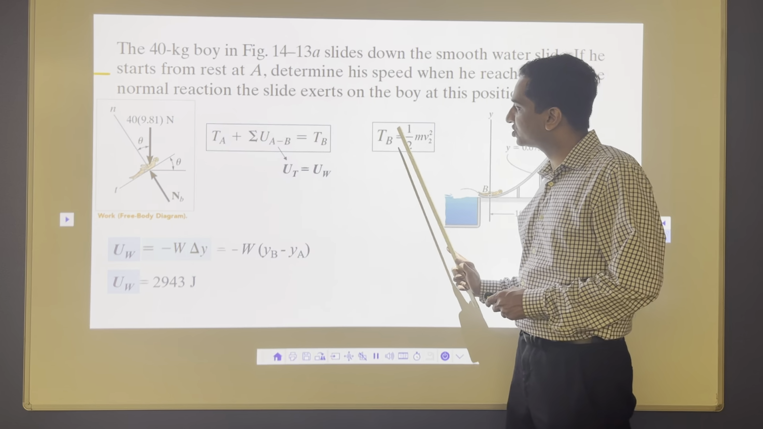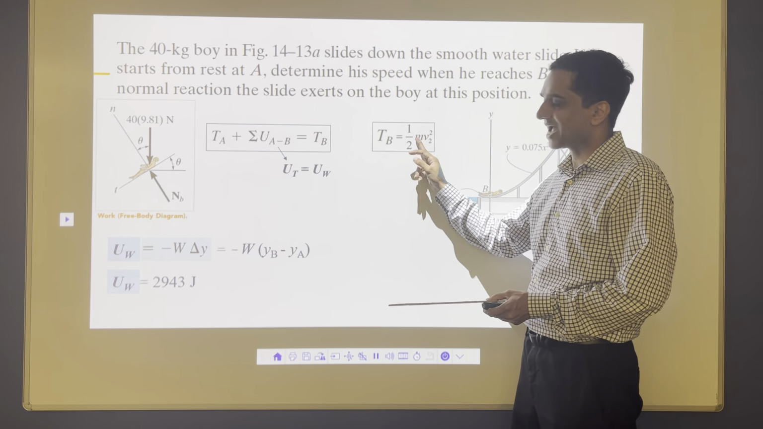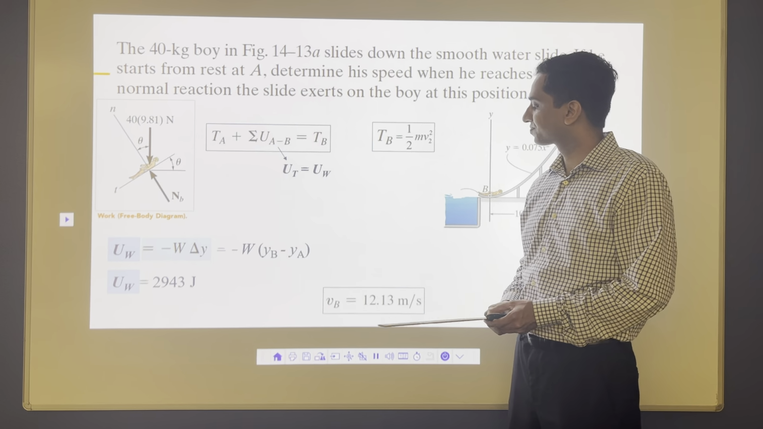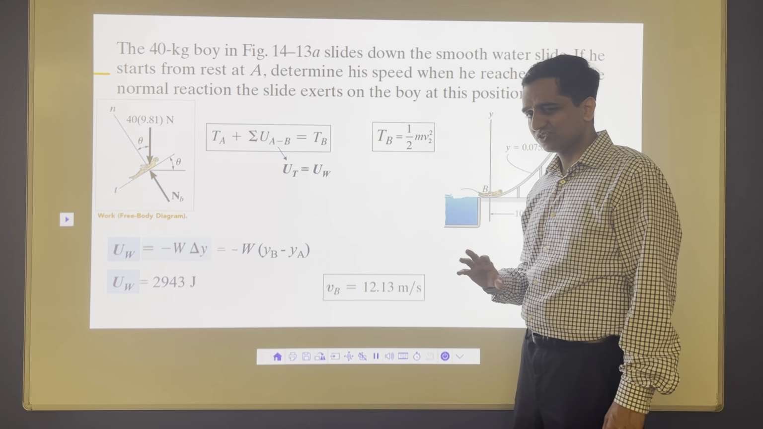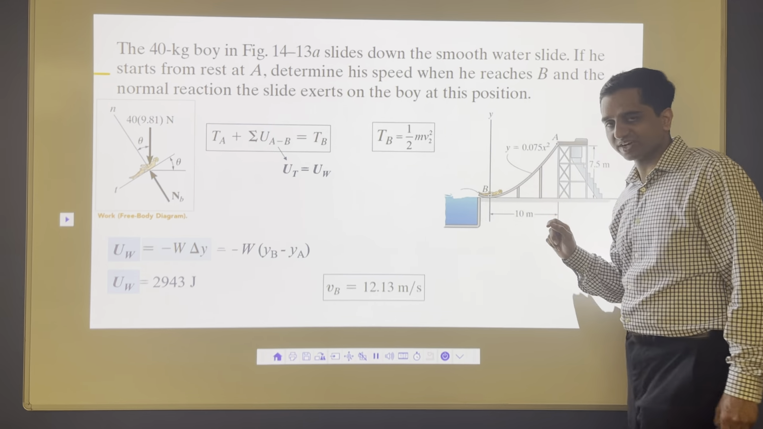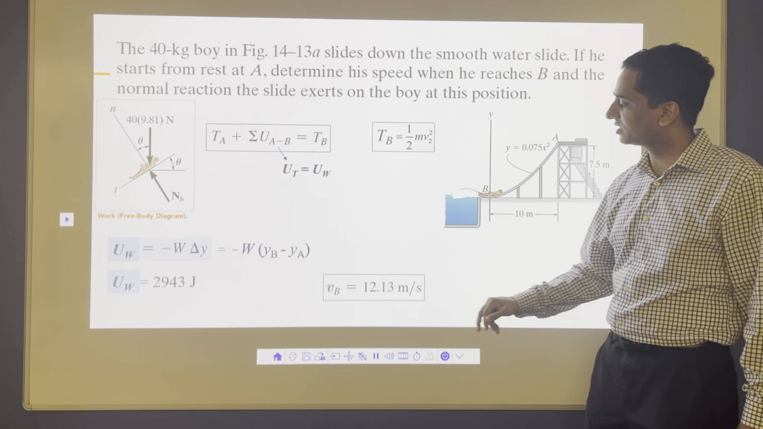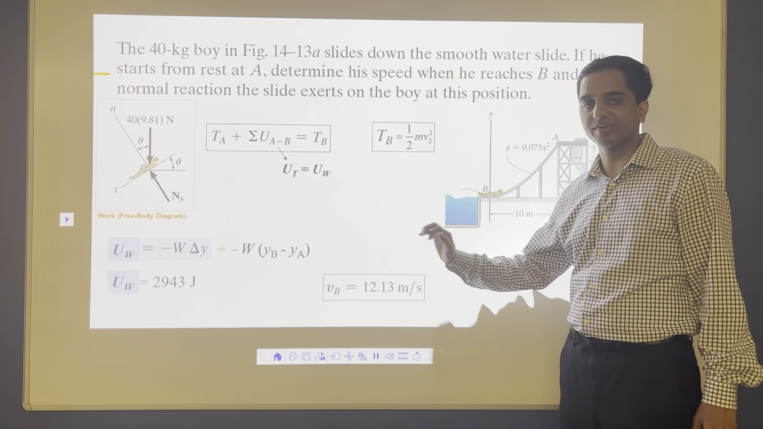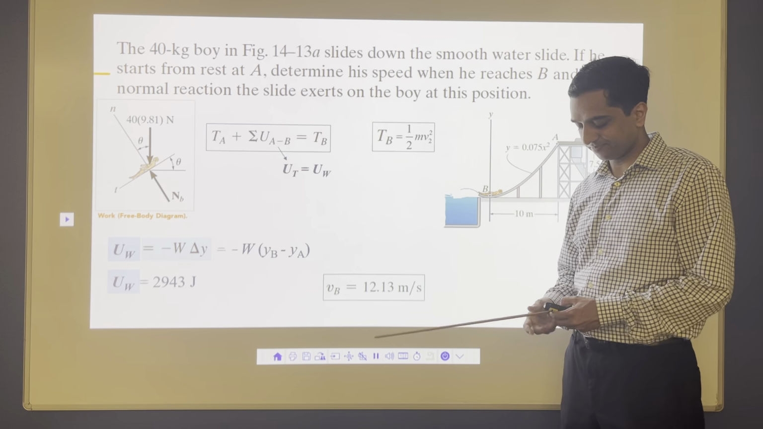Now all I have to do is put this 2943 equal to 1/2 m v2 squared. I have mass 40 kilograms. I can calculate velocity, and if I do that, the velocity will be 12.13 meters per second. So he starts with 0 velocity, he's going to come down, and the velocity at this point is nothing but 12.13 meters per second. That's it. That's the first part. Now we know the velocity.